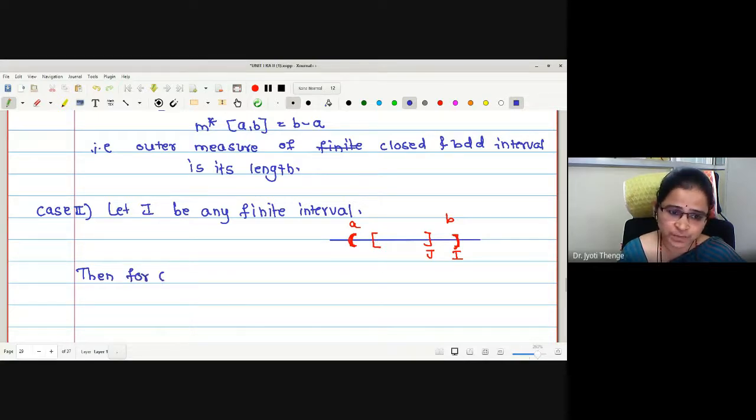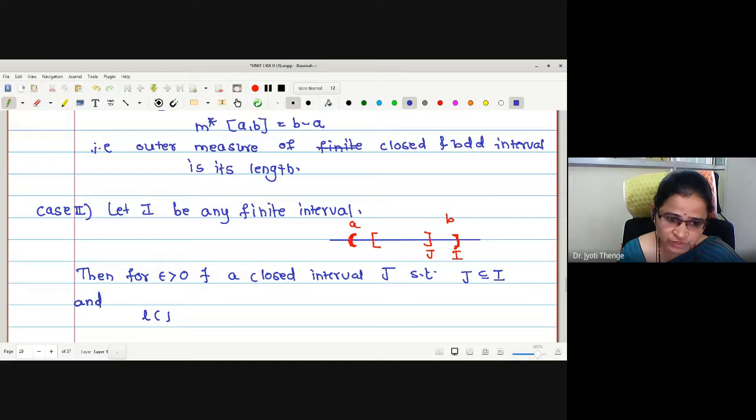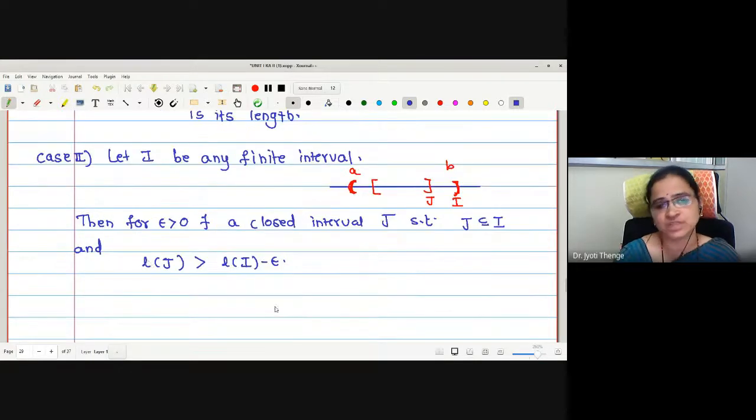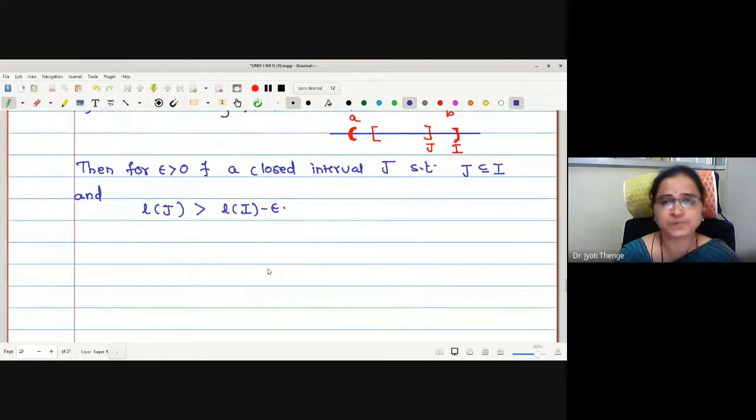Then, for any epsilon greater than 0, there exists a closed interval J such that J is contained in I, and length of J is greater than length of I minus epsilon. This is the condition we are imposing. Length of that closed interval must be greater than length of I, this original open interval, minus epsilon.